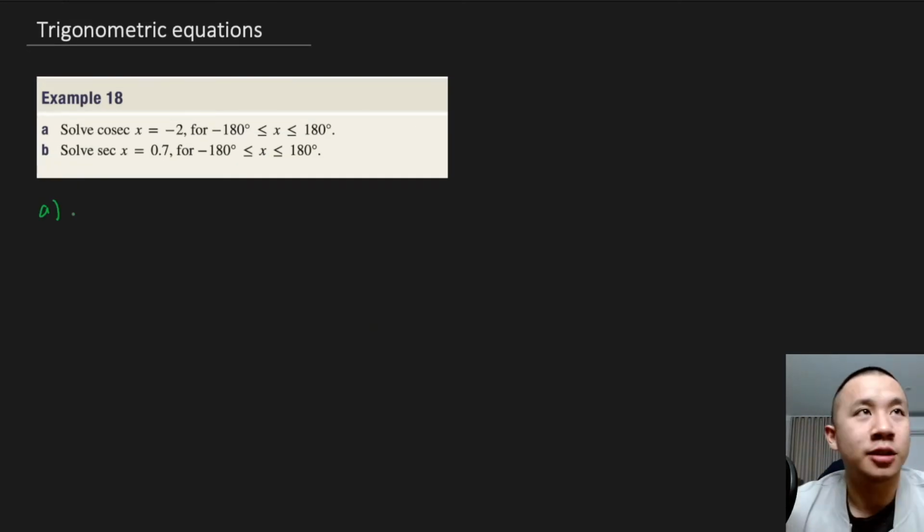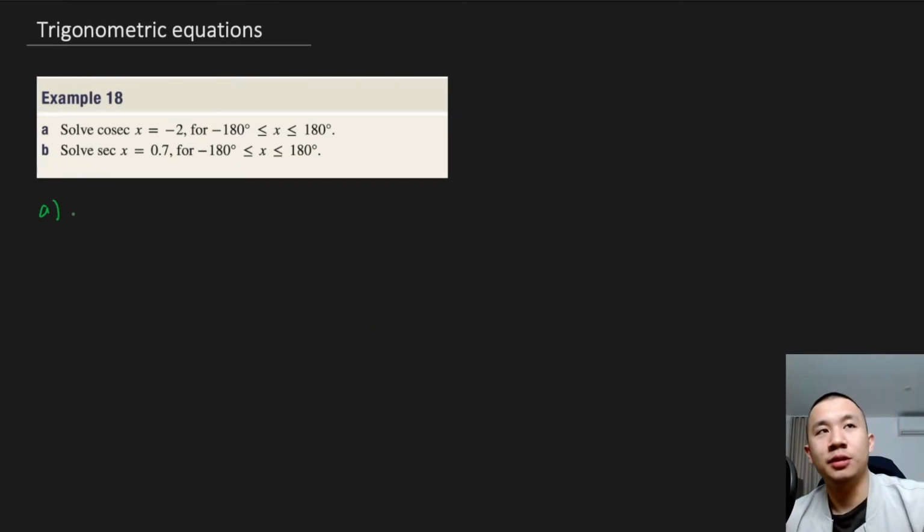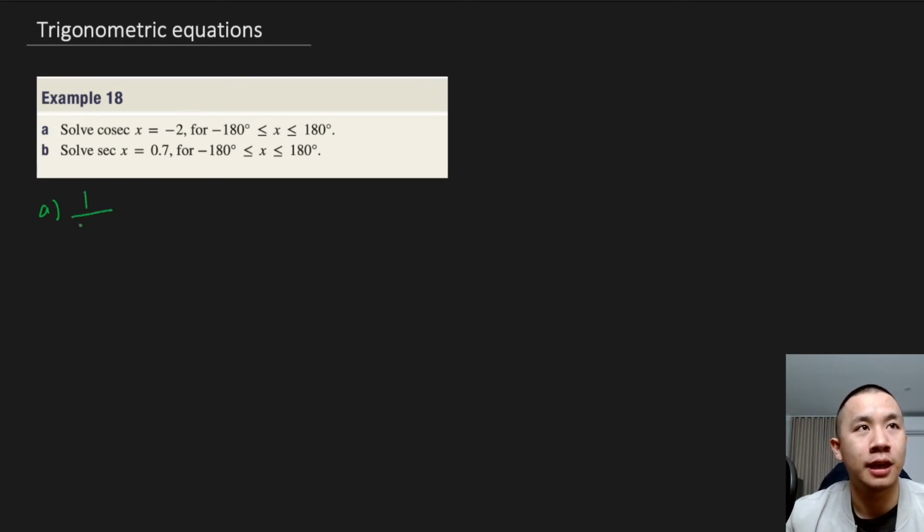Alright, let's look at how to solve cosec x is equal to negative half. Now, if you know what cosec x is, you should know that it is 1 over sine x equals negative half. And I just swap these two, so I can get sine x is equal to negative half. Alright, and then I want to solve it for this region right here.